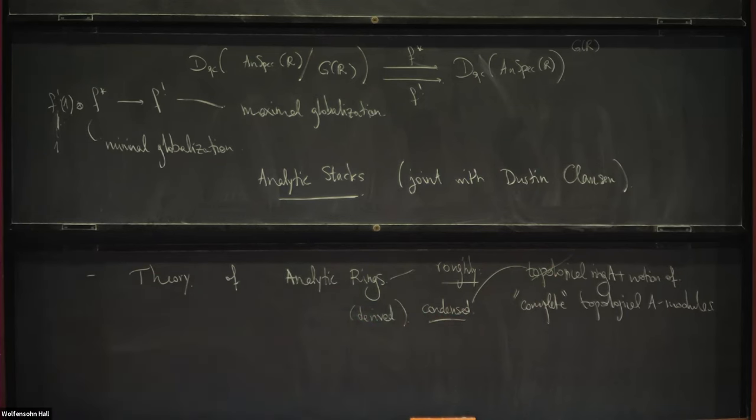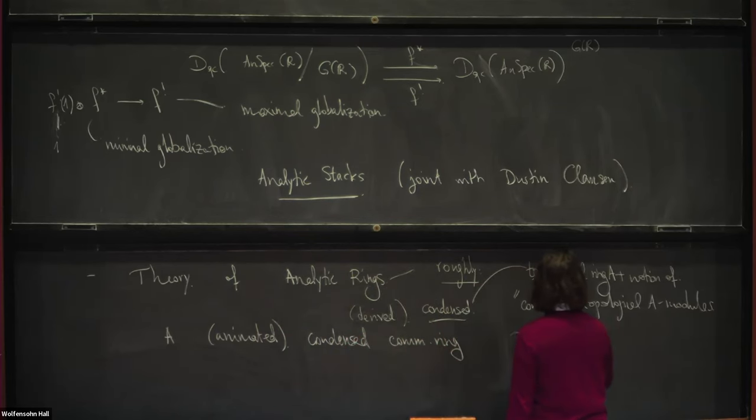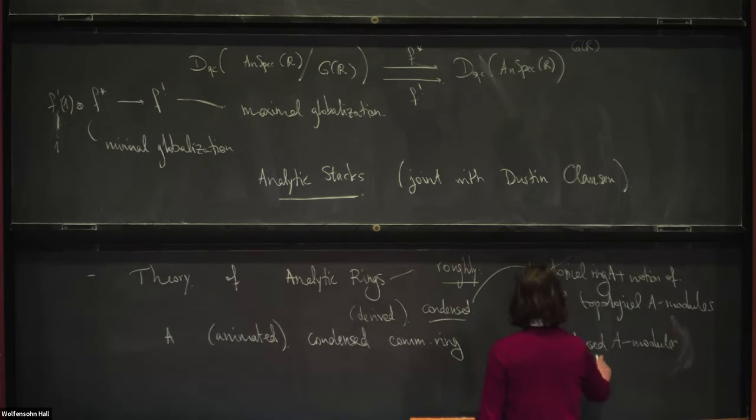So we need to pass to some world of derived algebraic geometry. Right, but then, you have some derived things, which for some reason we call animated. So we have some animated condensed commutative ring A. And such a thing will automatically have a derived category of condensed A-modules, or just an abelian category. This will be in the abelian category.